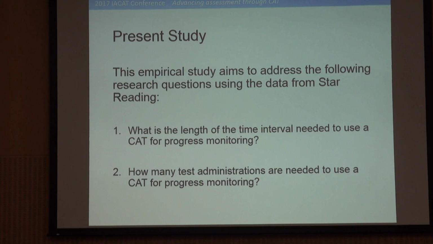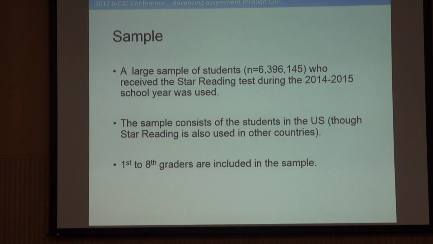And also, how many test administrations are needed to use a CAT for progress monitoring? Should we give the test many times or just a couple of times? Do we really need all those test administrations? Because the students really get tired of this process, so they don't want to take exams every week, obviously, and also the parents don't like this either.